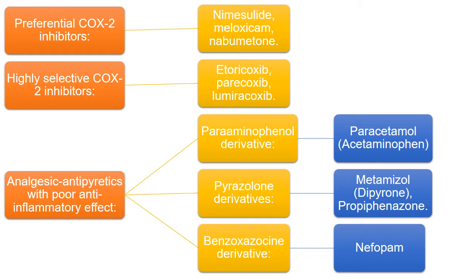Preferential COX-2 inhibitors are nimesulide, meloxicam and nabumetone. Highly selective COX-2 inhibitors are etoricoxib, valdecoxib and lumiracoxib. Whereas analgesic antipyretics with poor anti-inflammatory effect are classified in 3 classes as paraaminophenol derivative, pyrazolone derivatives and benzoxazocine derivative.